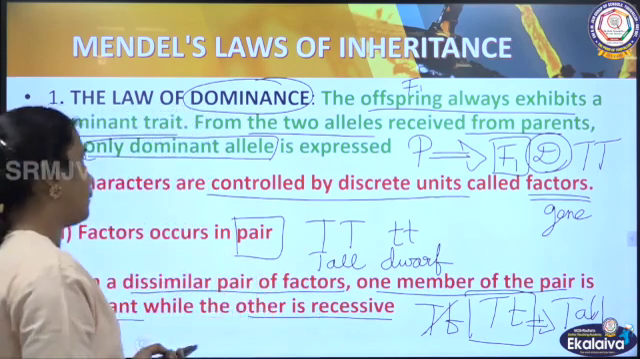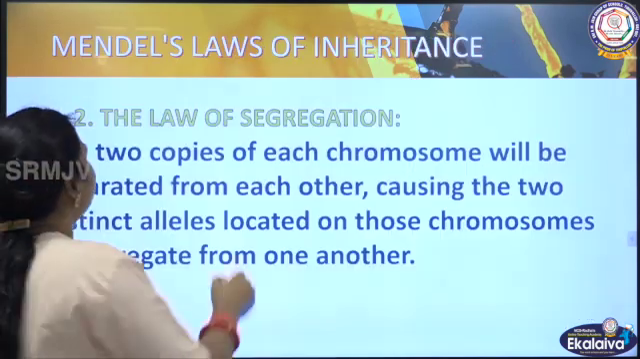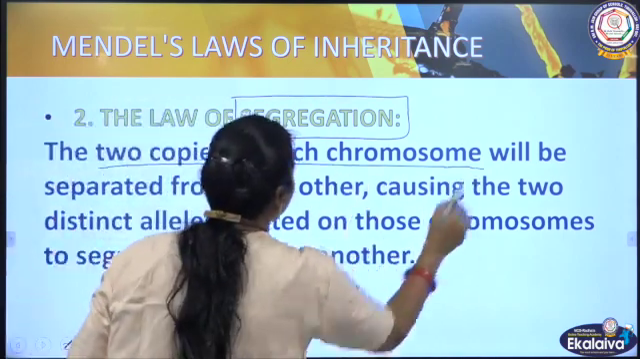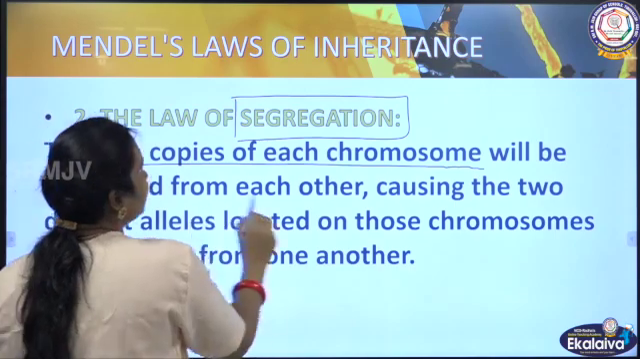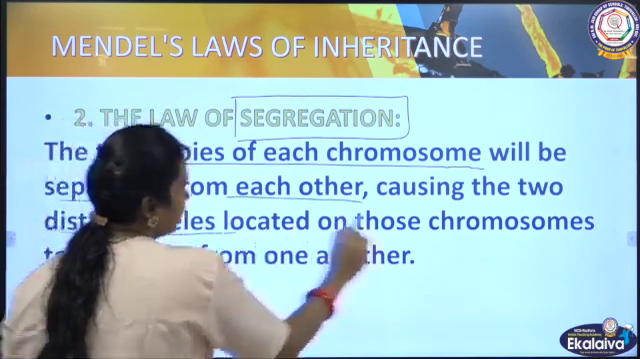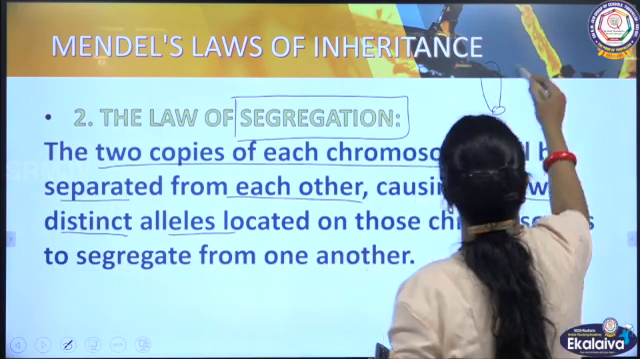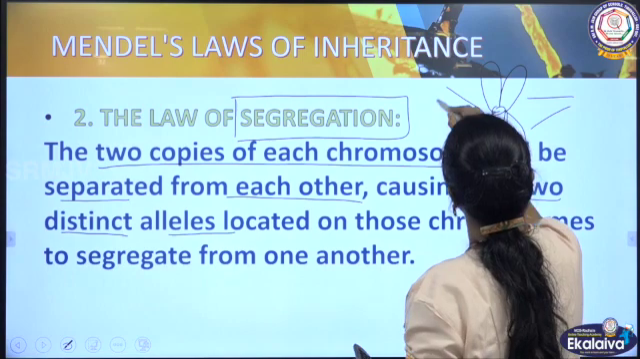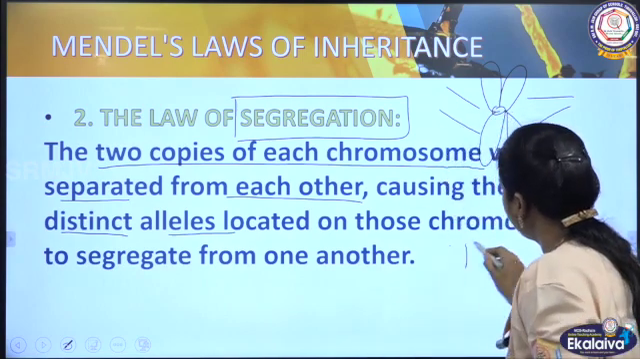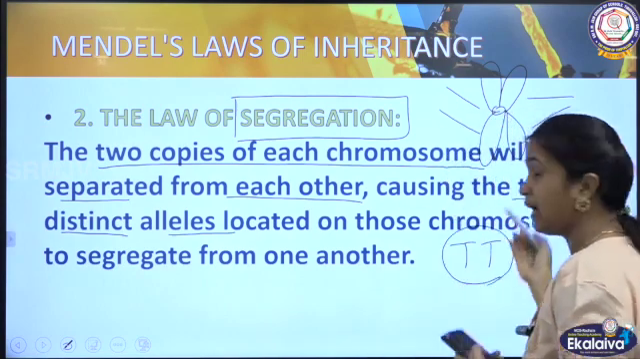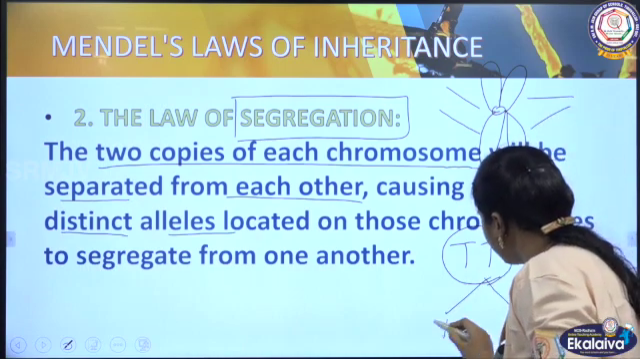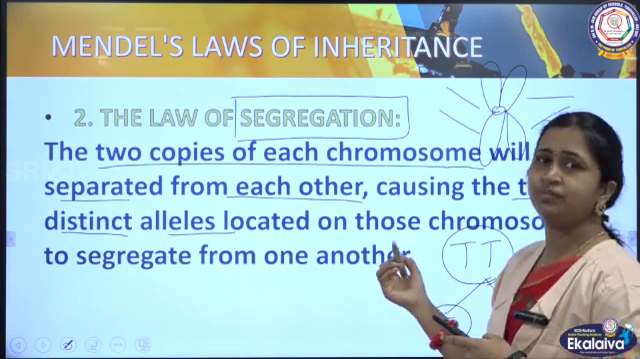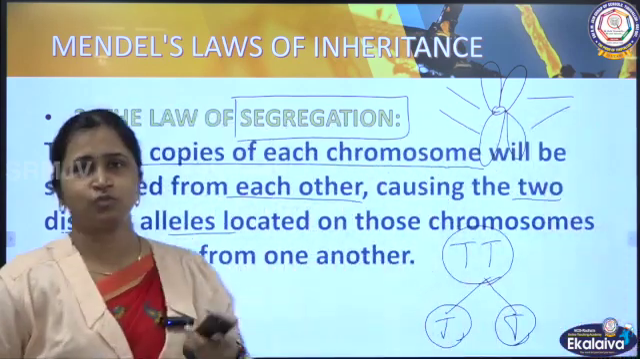which is the recessive character. The law of segregation, the second law: the two copies of each chromosome will be separated from each other, causing two distinct alleles. So if this is the chromosome, pulling apart the chromosome like this, and if you write the gametes, the alleles like this, you can pull out like this, capital T. This is the segregation of the gametes from each chromosome.